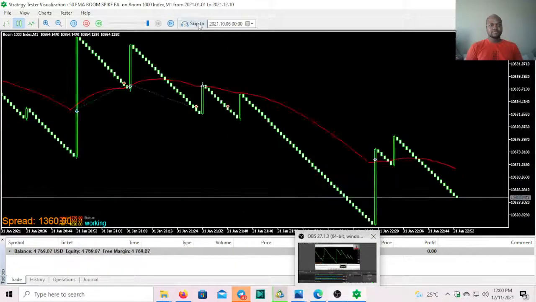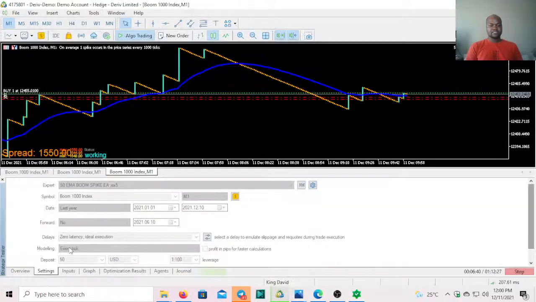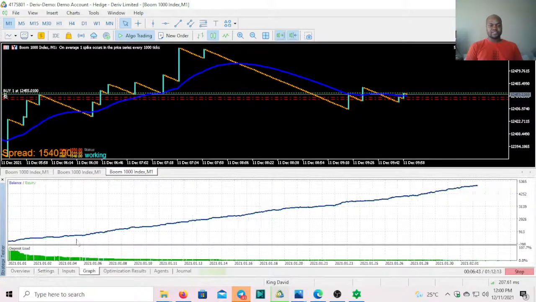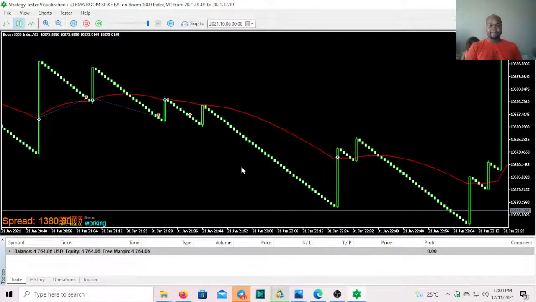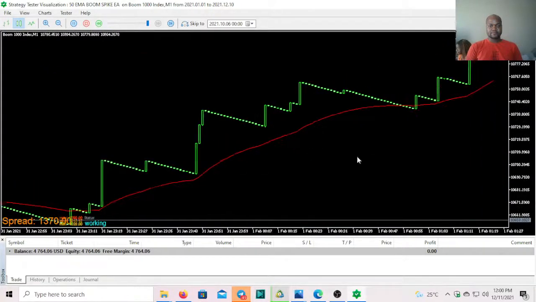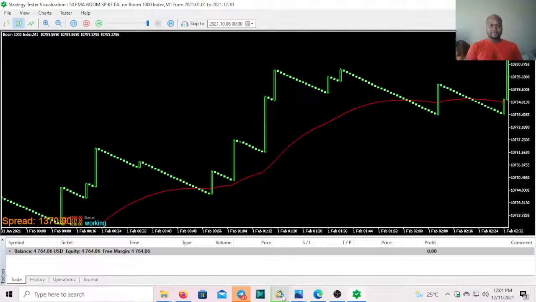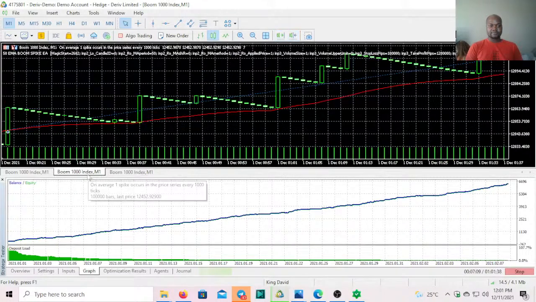Let me just try, it can be a little bit fast. Let's check the graph. As you can see, the graph is going up, it's going up. Our graph is going up. Okay, I just wanted to skip and see what will be taking place here.